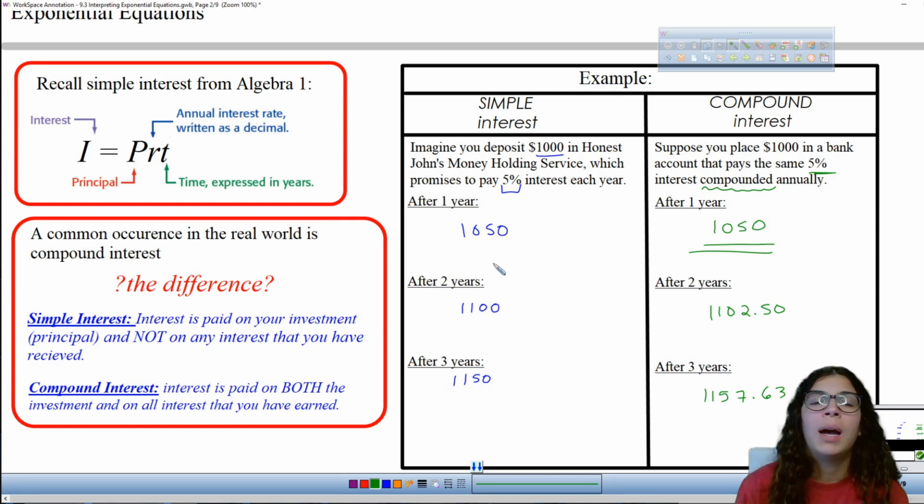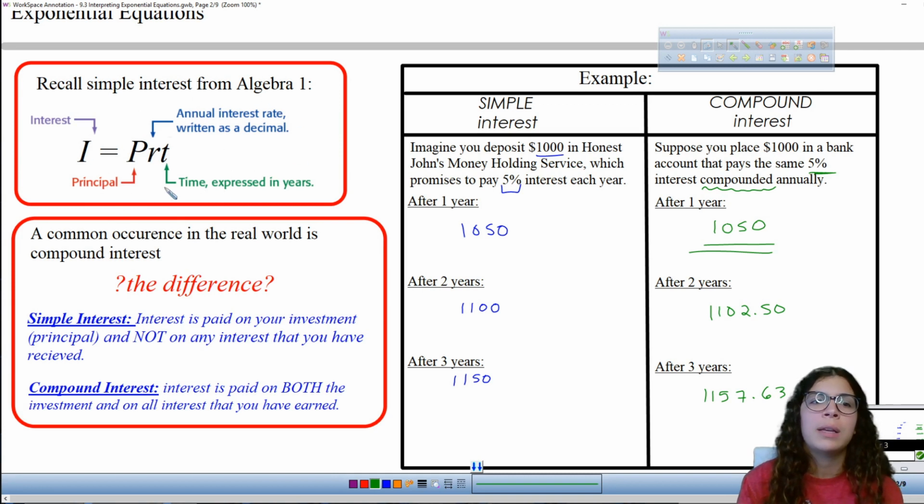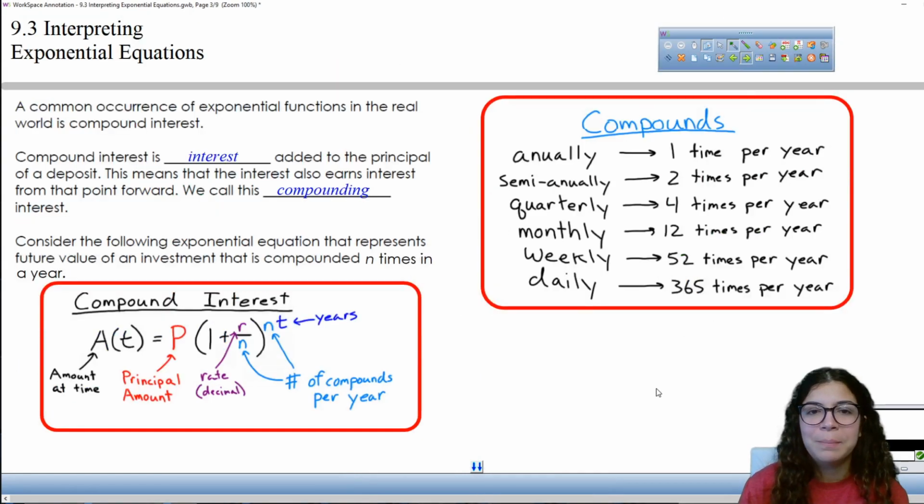So, simple interest, this is what it is. I just put it here for you guys to recall it from Algebra 1. This is not what we're talking about. Simple interest is linear. Compound interest is exponential. With simple interest, you're only being paid on your initial investment, not on any interest that you have received in that account. Versus compound interest, you get money paid on both. So you get paid on whatever is that ending balance. All right, so let's move on.